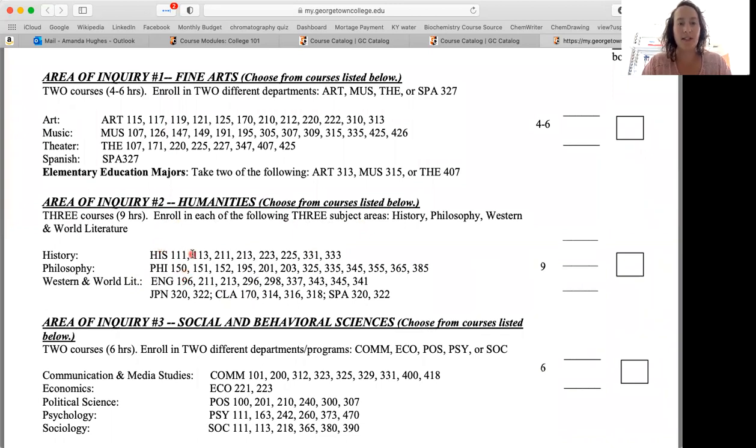So anyway, for example, you could take History 111, Philosophy 195, and English 213. Or if you're choosing, right, you could take History 223, Philosophy 150, and Japanese 320. It just totally depends on what courses you want to take. And again, I've linked to the course catalog so you can figure out what courses these numbers correspond to.